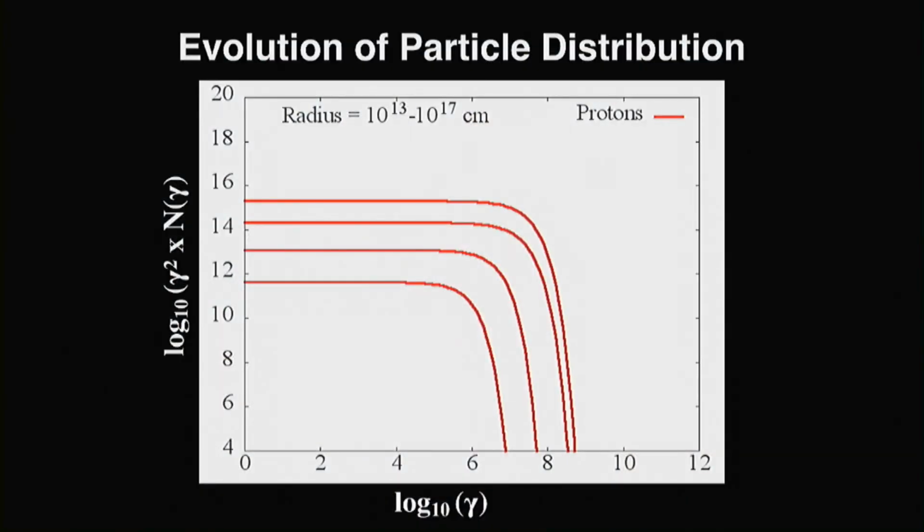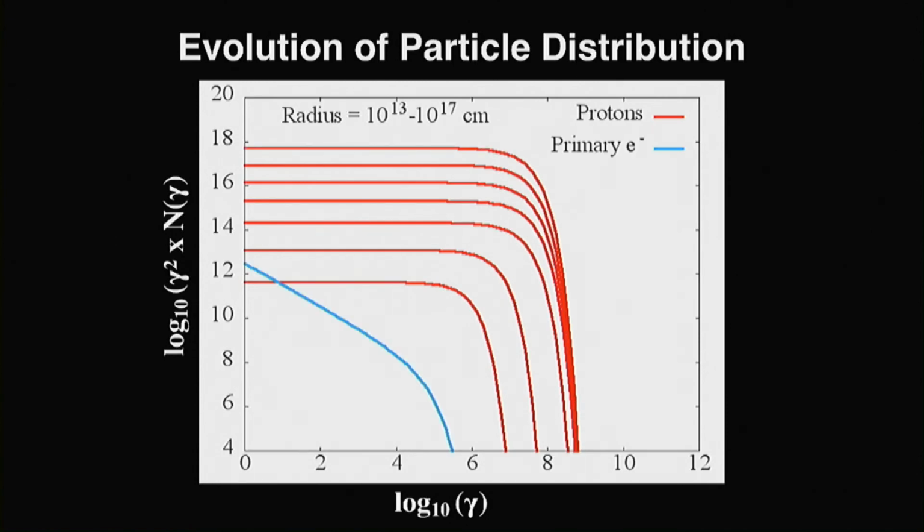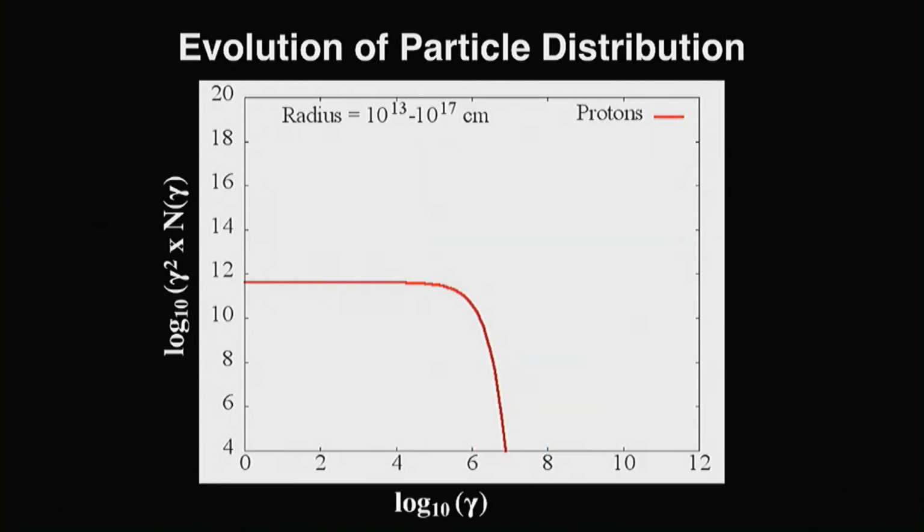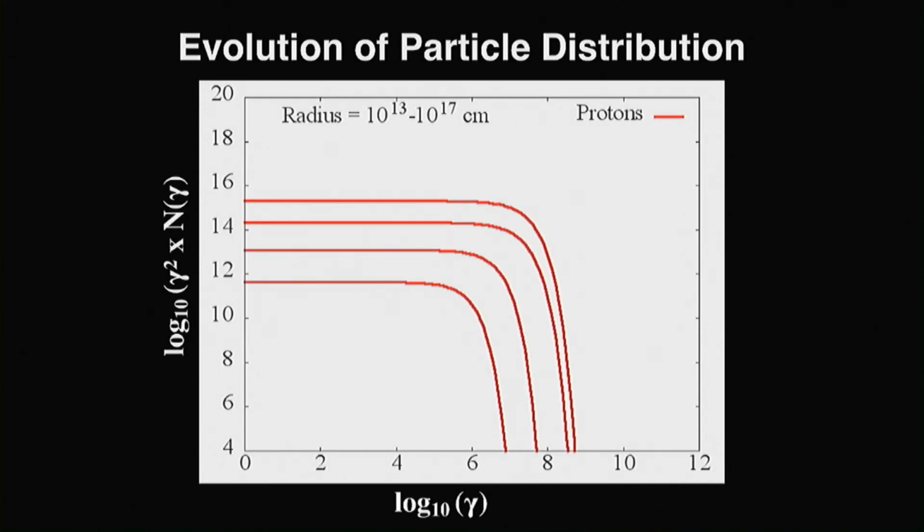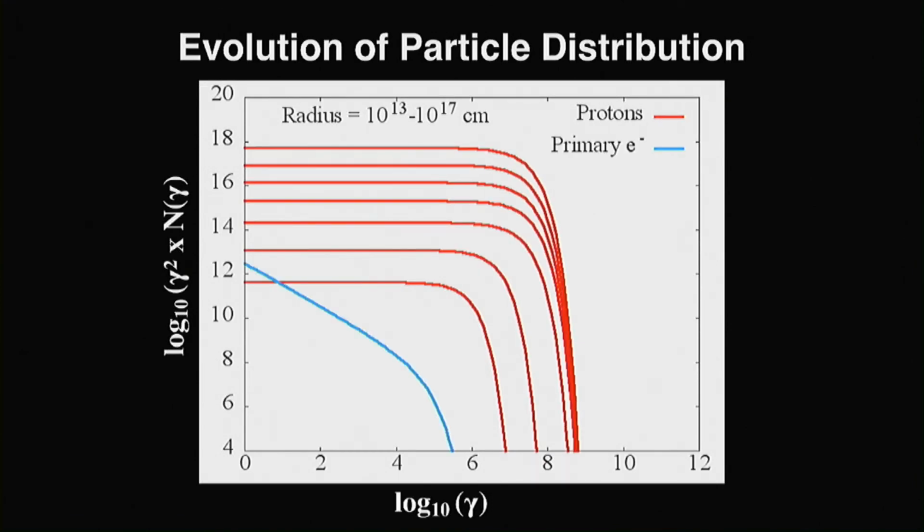Right, so this is a proton distribution. What is plotted is gamma squared n(gamma) versus gamma. And the blue lines are the electron distribution, the secondary electrons. Good. That's what I expected it to look like. Yes. Good.